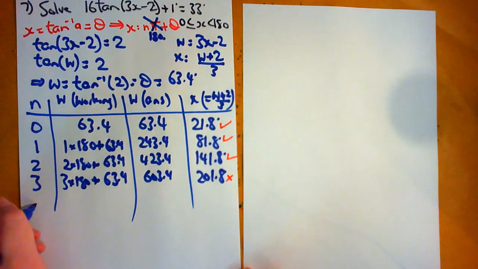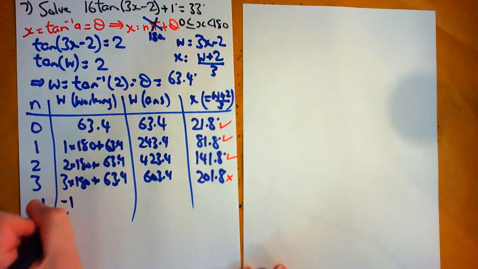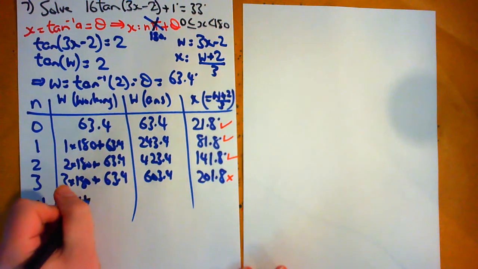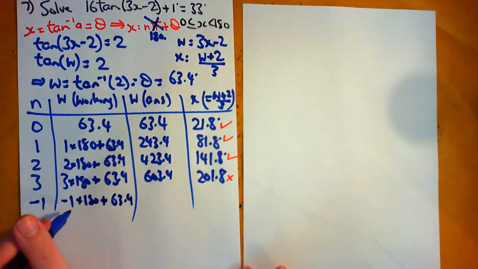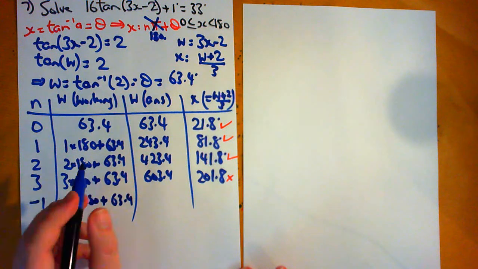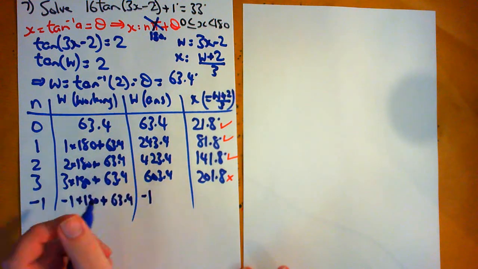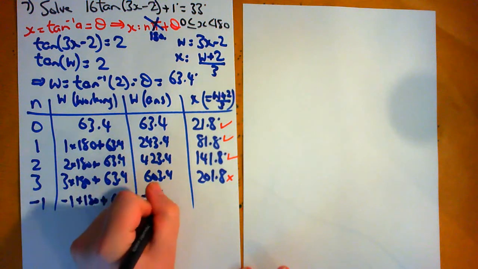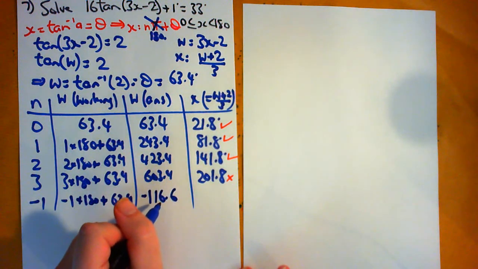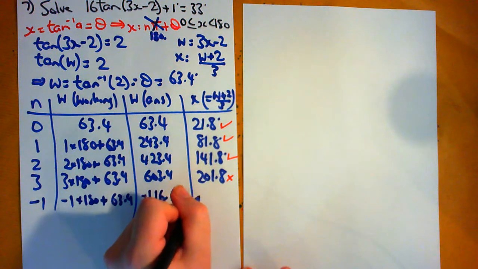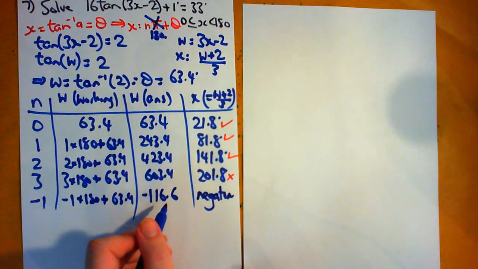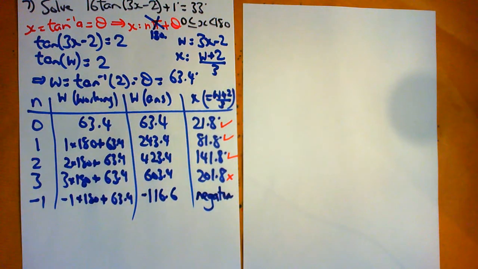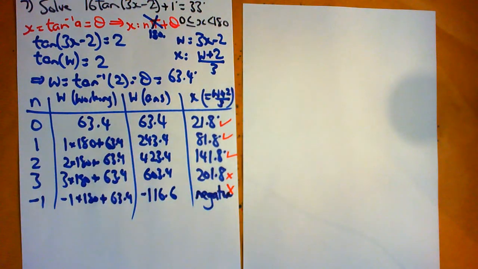So let's backtrack to negative 1 as an n. So this is going to be negative 1 times 180 plus 63.4. So this is going to be negative 180 plus 63.4, which is negative 116.6. If we add 2 to that, we get something negative. Add 2 to that, divide by 3, that's certainly going to be negative, so it's certainly less than 0. So it's out of range, and therefore we're not really interested in that solution.